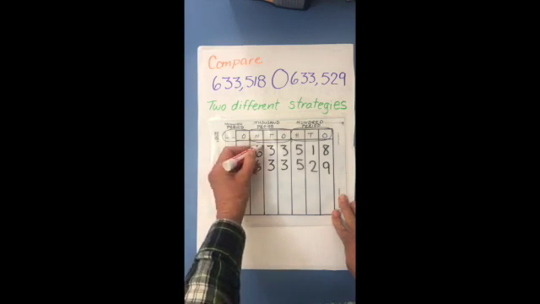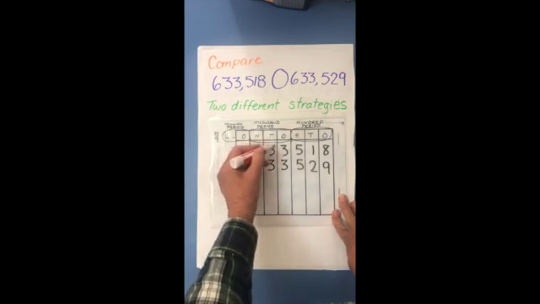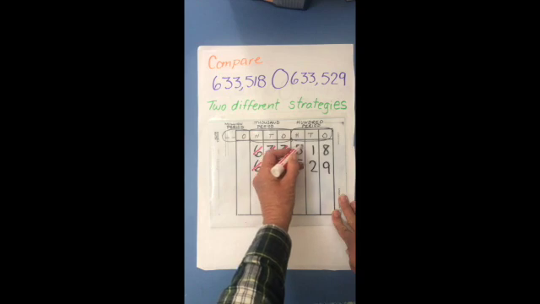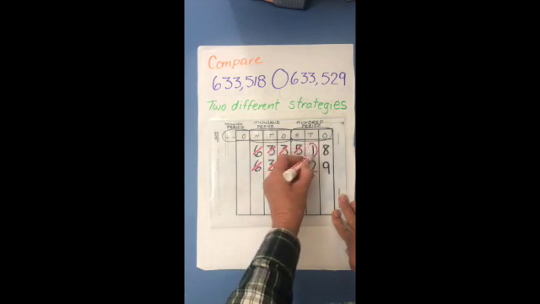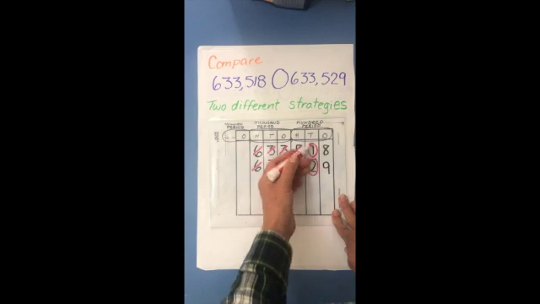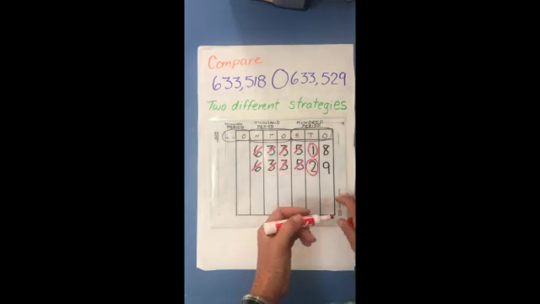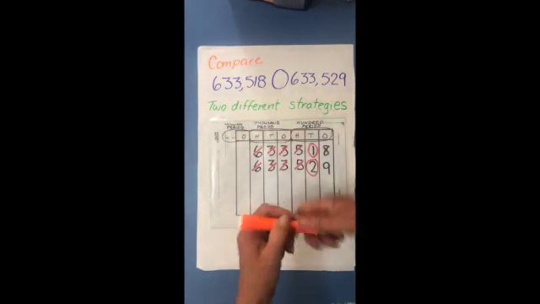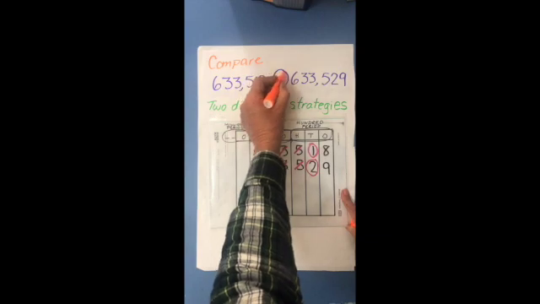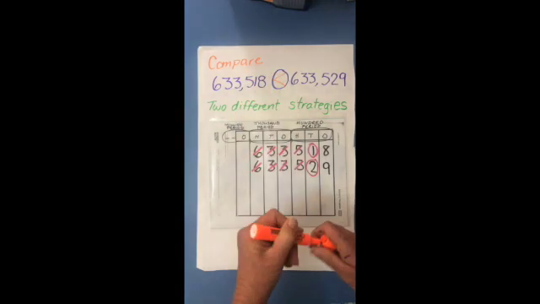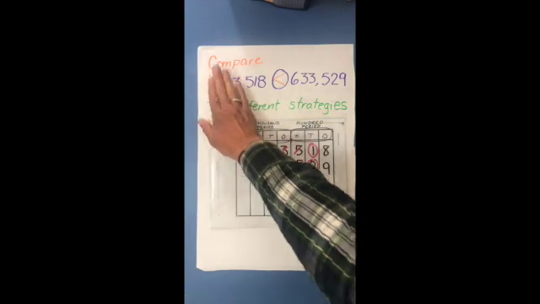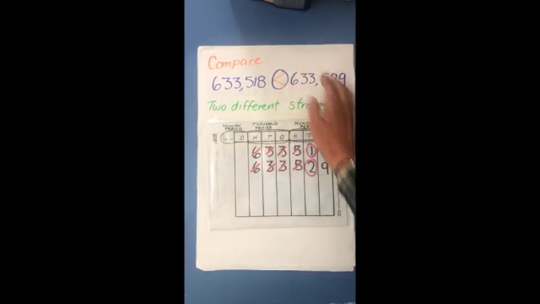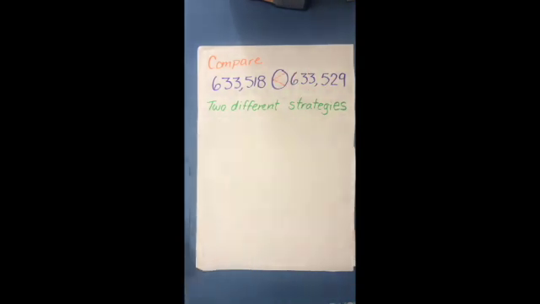So it looks like 100,000, same, same. 10,000s, same, same. 1,000, same, same. Hundreds, same, same. Tens, different, so I circle. And I say, okay, which one's bigger, 1 or 2? Obviously 2 is bigger. So I go up to my picture and I say which one has the 2 in the tens place. It's this one, and the alligator is going to eat that one. So this would read 633,518 is less than 633,529.